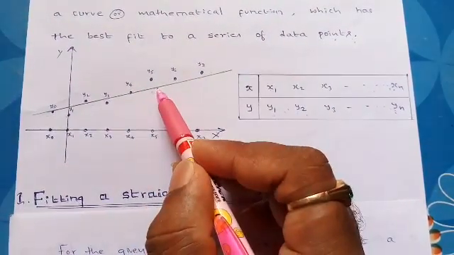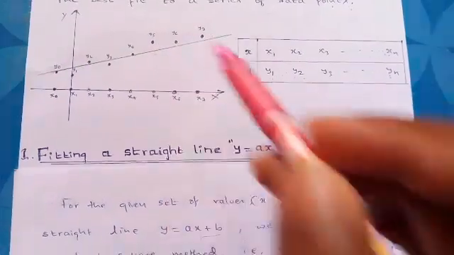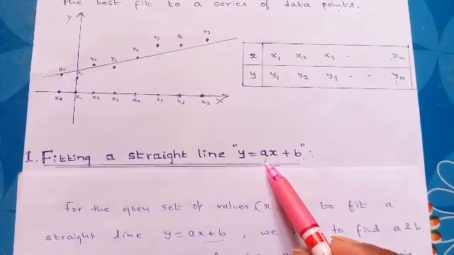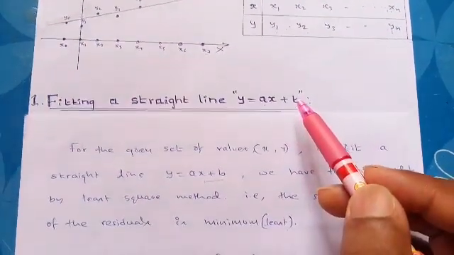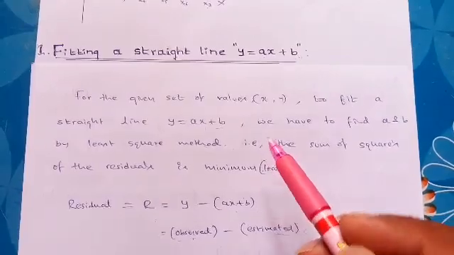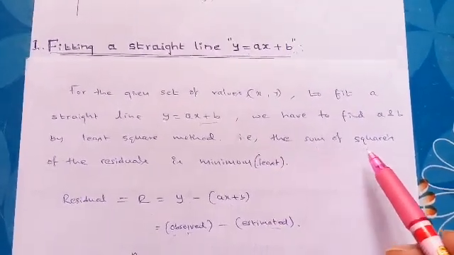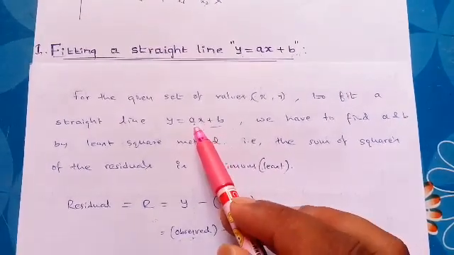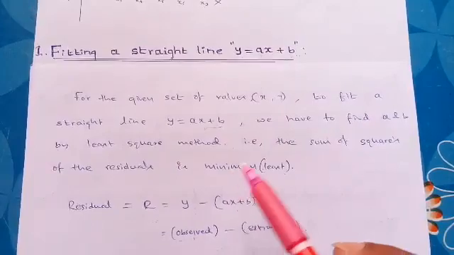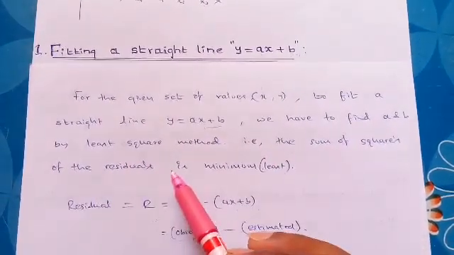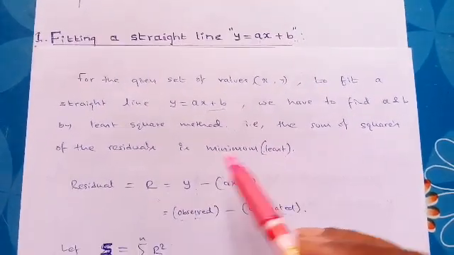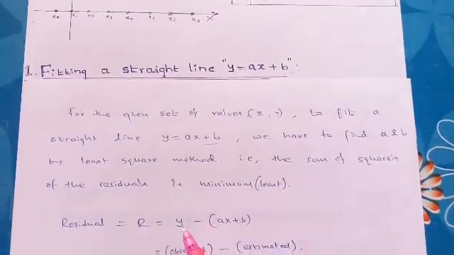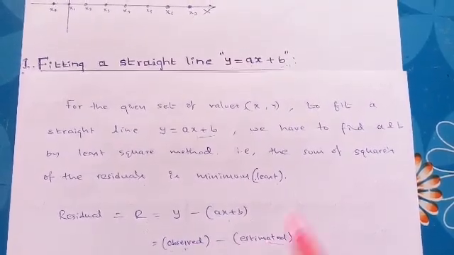How to say that this straight line is a best fit? We have to find the unknown constants a and b in the equation of the straight line by the least square method. Least square method means the sum of the squares of the residuals is minimum. While finding the unknown constants a and b, the sum of the squares of the residuals is minimum. Here, residual means what? Residual is the difference between the observed value and the estimated value.